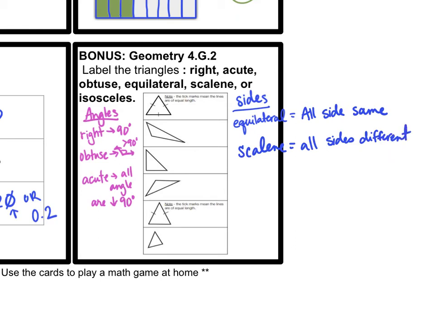And last but not least, you have isosceles. This, I think, is my favorite. I-S-O-S. Isosceles meaning two are the same and one is different.